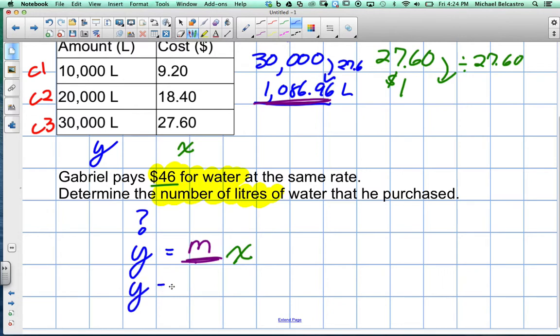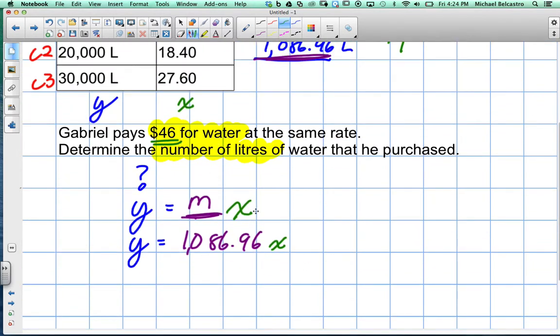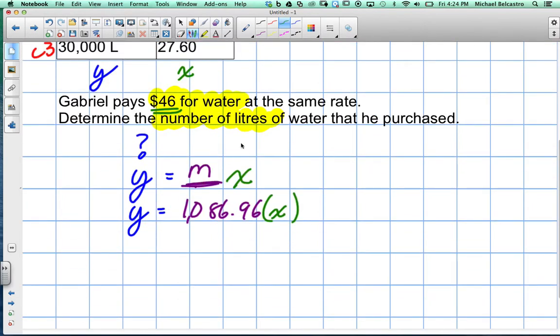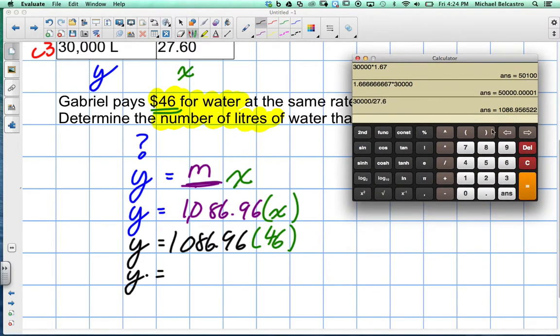y is equal to 1,086.96 times our x, which is the amount that Gabriel spent. We know that Gabriel spent $46, so we're going to replace x with that amount to figure out how many liters we get. So I'll write the rest in black here. y is equal to 1,086.96 times the $46 that Gabriel spent, and that'll give us the amount of liters he purchased. Now we did a little rounding with this rate number, so we're going to see what value we get.